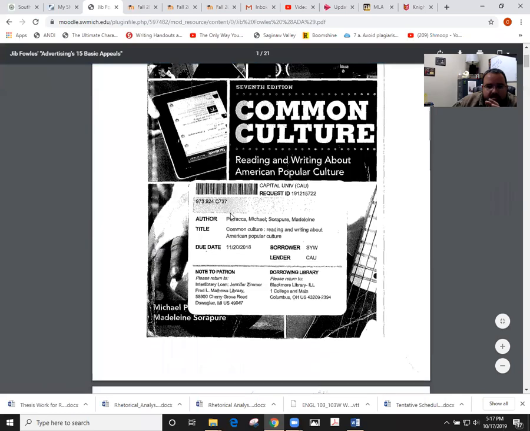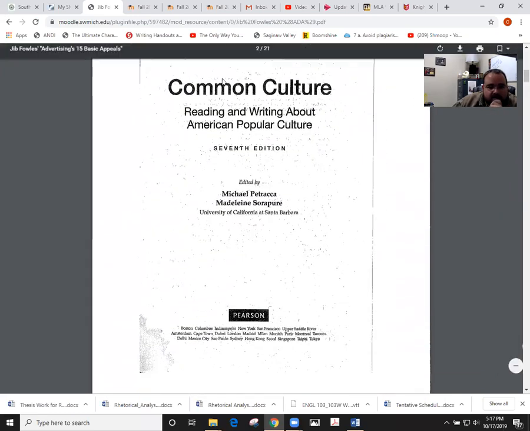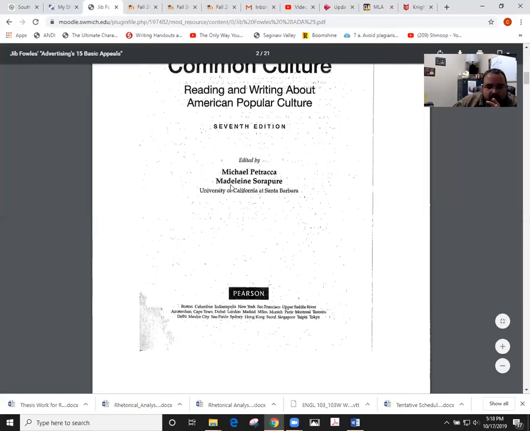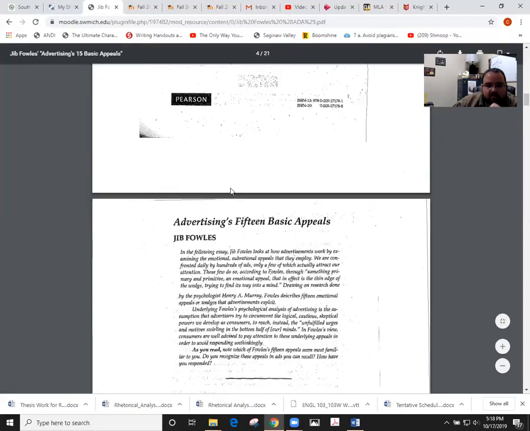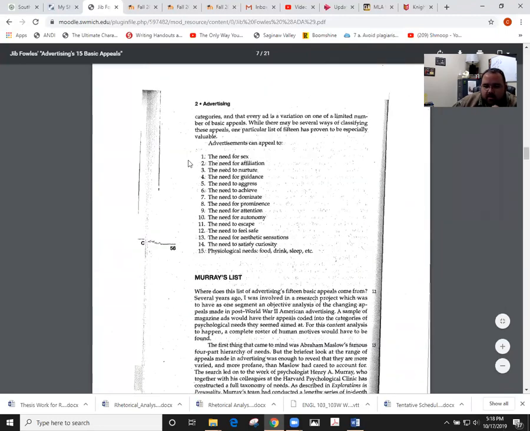When you click on Jib Fowles, it's right here. And you can scroll down. You can title this Common Culture. You'll see that we have the edition. We also have the appeals that appear, I think, on page 7 in here. So you're taking 2 of these and you're applying those to your actual paper.